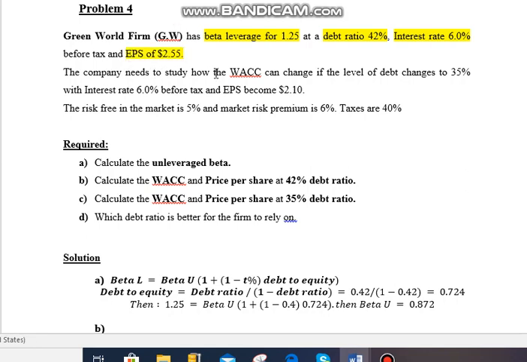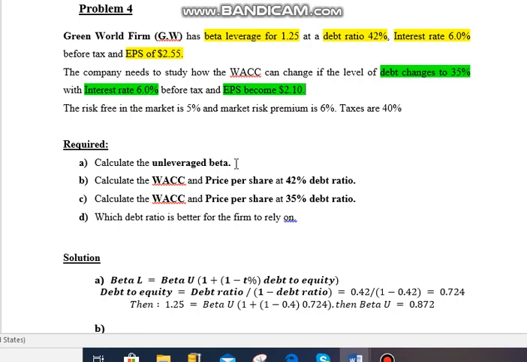The company needs to study how the weighted average cost of capital can change if the level of debt changes to 35% and the interest rate remains at 6%, and the earnings per share turns out to be $2.10. We have the risk-free rate at 5%, the market risk premium at 6%, and the tax rate at 40%. So first, in part A, we have to calculate the unlevered beta.